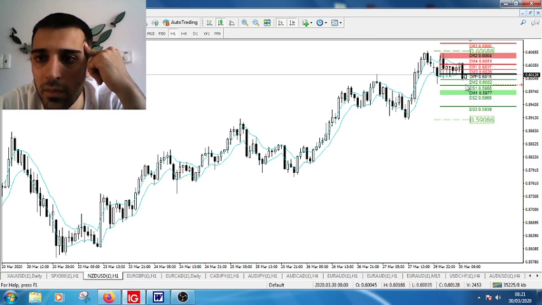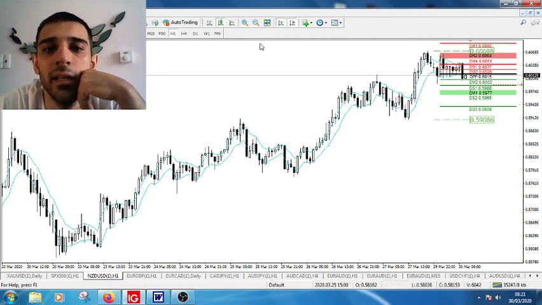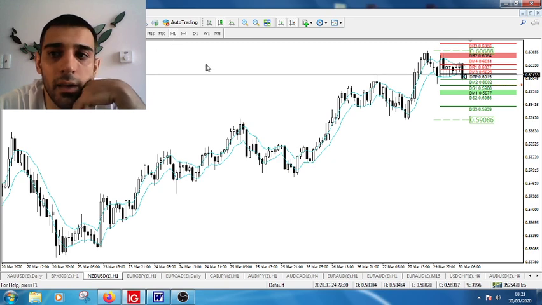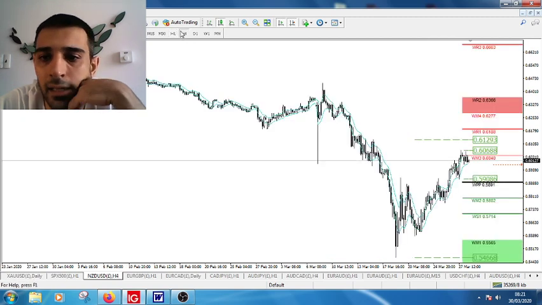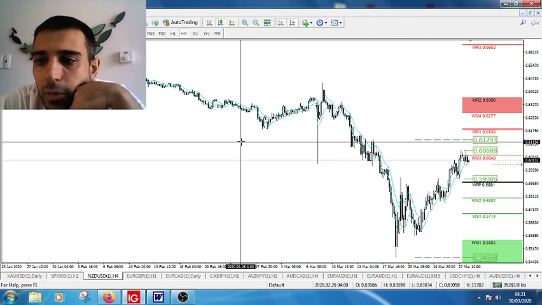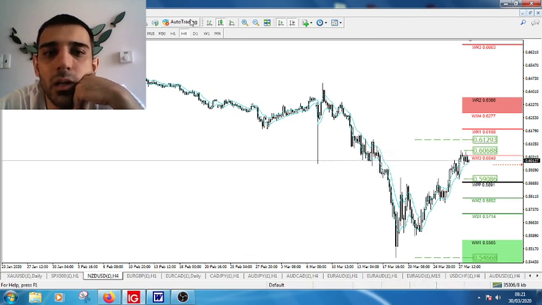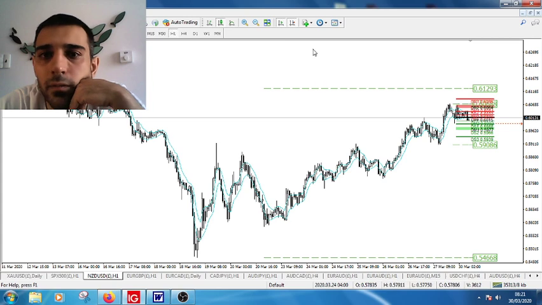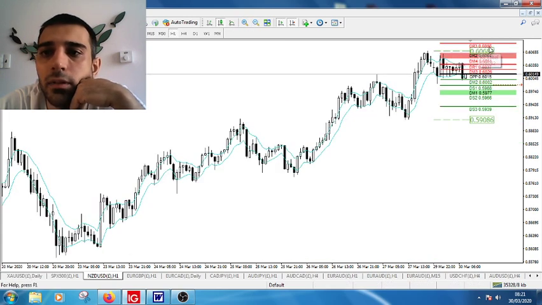If it does come down to here and takes out the spike and tests this daily S1, then I'm going to go to the long side, and target-wise, I would be looking at this high here, which is at 61.15. We got this high, so 61.15. Actually, might even have daily R1.